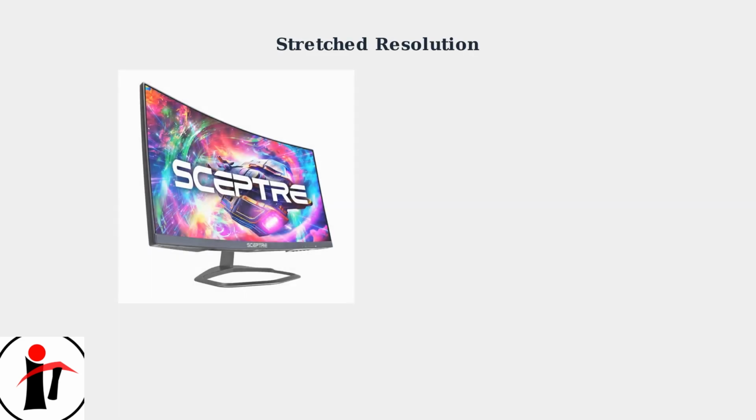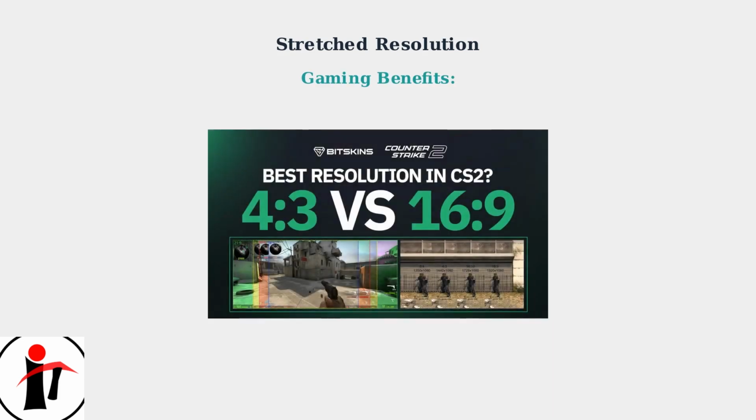Stretched resolution is a display technique where a lower resolution image, typically in 4:3 aspect ratio, is stretched horizontally to fill a widescreen monitor. This technique is extremely popular in competitive first person shooter games like Counter-Strike 2, Valorant, and Fortnite because it makes player models appear wider and more visible.